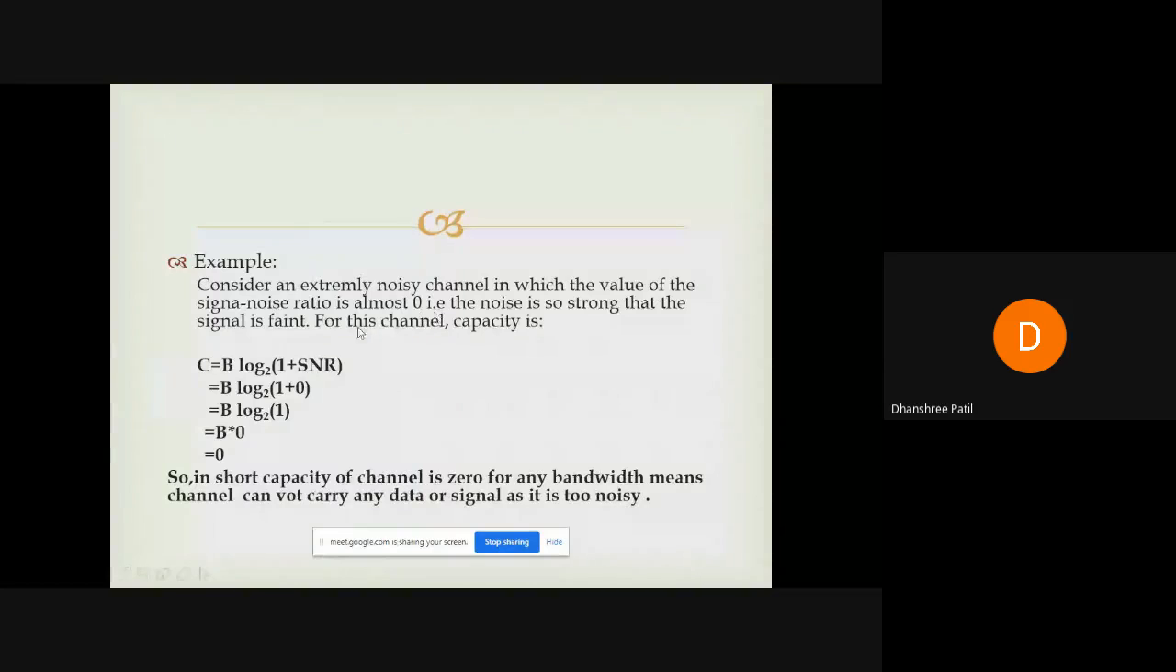Now what will be the capacity of the channel for this case? Let's see. C is equal to B log to the base 2 of 1 plus SNR. SNR is 0, so log to the base 2 of 1 is equal to 0. So it will come as 0, which means the capacity of the channel is 0. It means that for any bandwidth, the channel cannot carry any data or signal. That is the conclusion. Capacity of channel is 0.